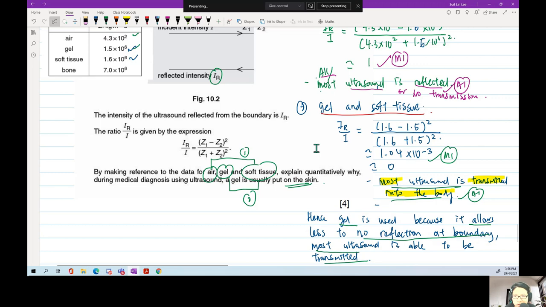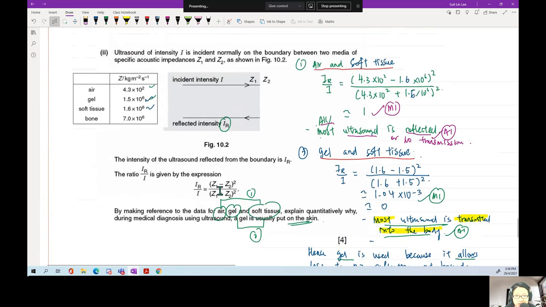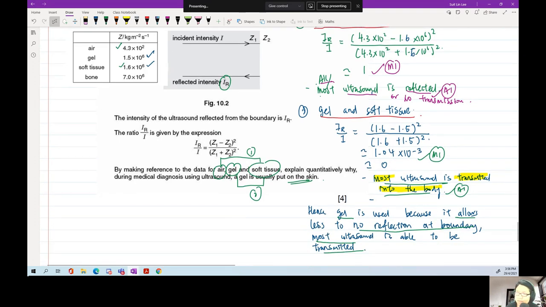Okay, so this is your 4 marks. They give you the equation already. You just need to know what to put inside. The first one we will use air and soft tissue. Second one, we will use gel and soft tissue, because we want to scan the soft tissue. So this is the type of question that they can ask regarding reflection.